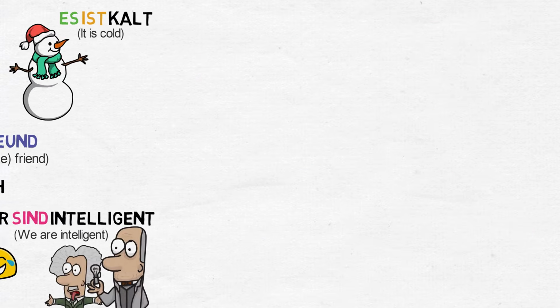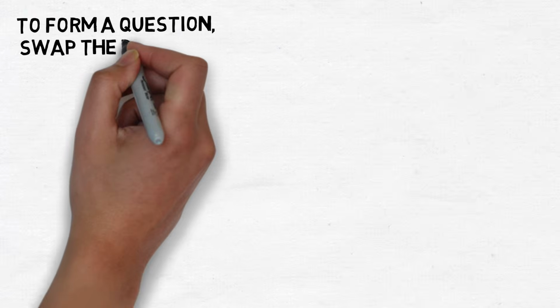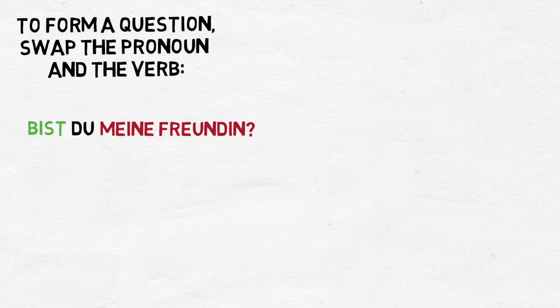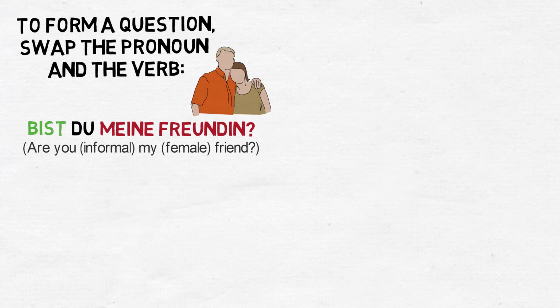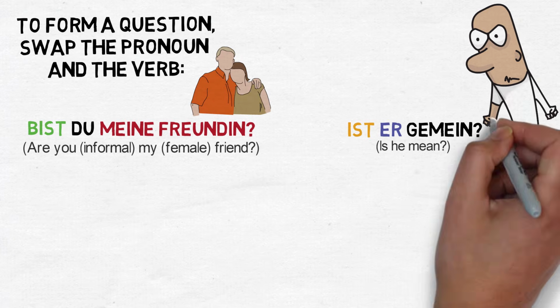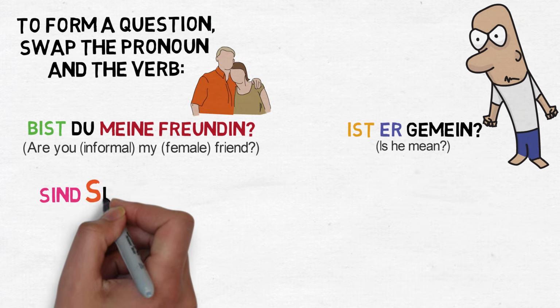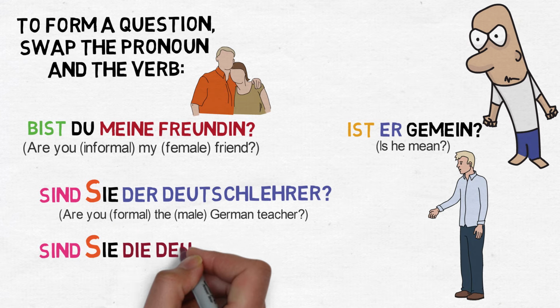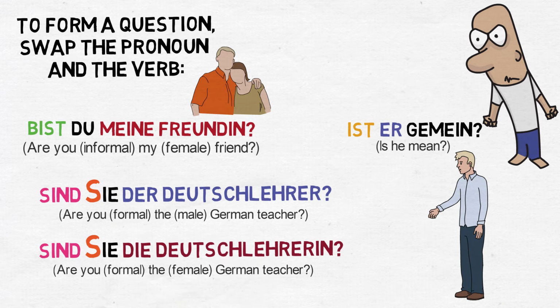To form a question, simply swap the pronoun ich, du, sie, es, etc. with the verb. For example, bist du meine Freundin? Are you my female friend? Ist er gemein? Is he mean? Sind Sie der Deutschlehrer? Are you the male German teacher? Sind Sie die Deutschlehrerin? Are you the female German teacher?